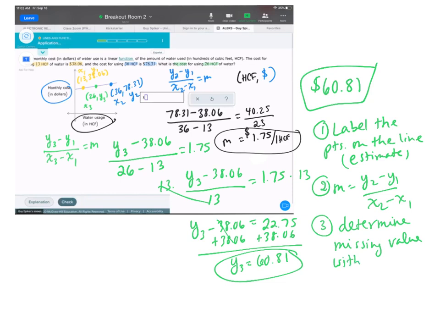And you're going to use one known point and the point with the missing value.